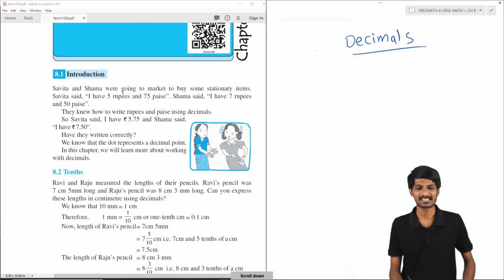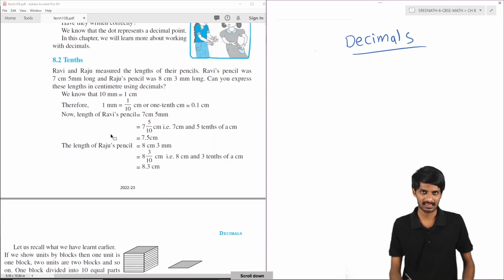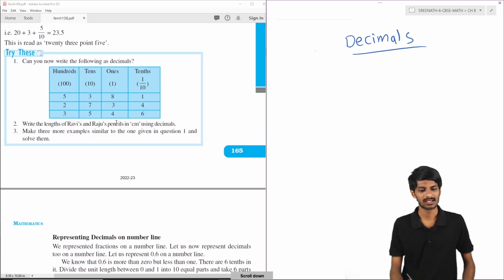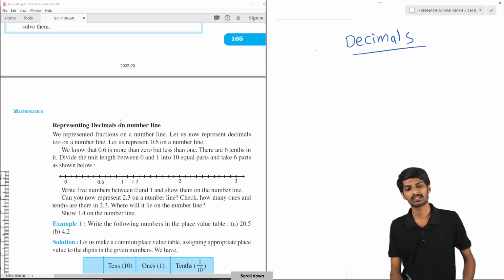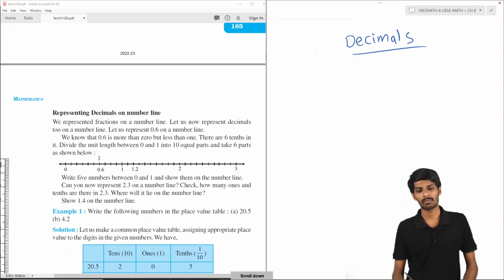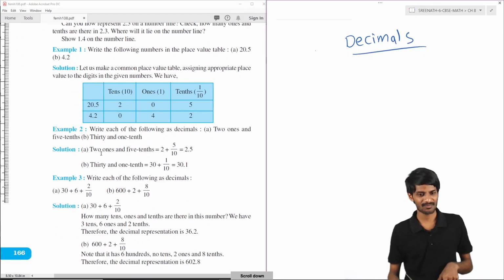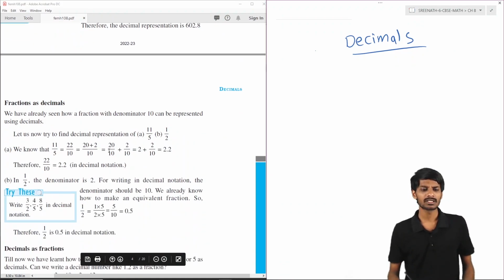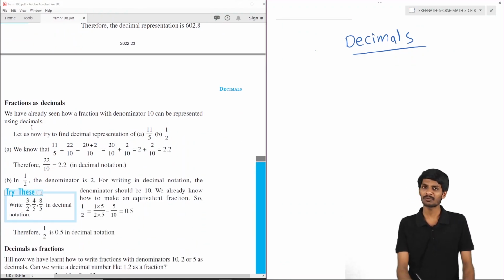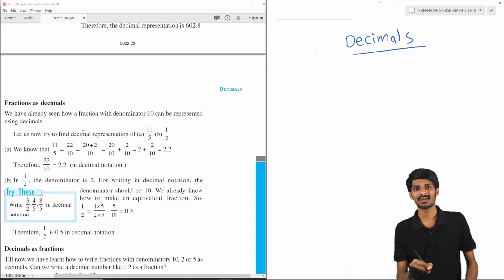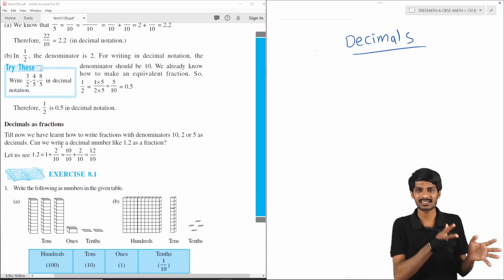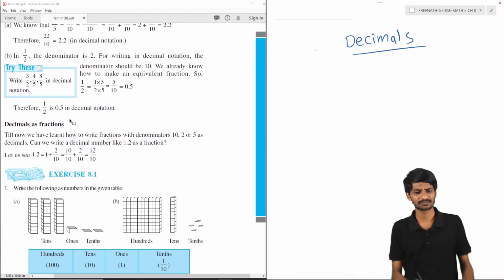First there is the introduction, and next there is tenths, and obviously after tenths there will be hundredths, students. Then representing decimals on the number line. We are going to learn how to represent decimals on the number line, and there are some example problems. After that, fractions as decimals: how fractions can be converted into decimals. Next is decimals as fractions: how decimals are converted into fractions.